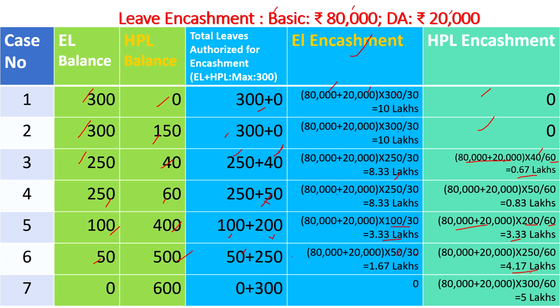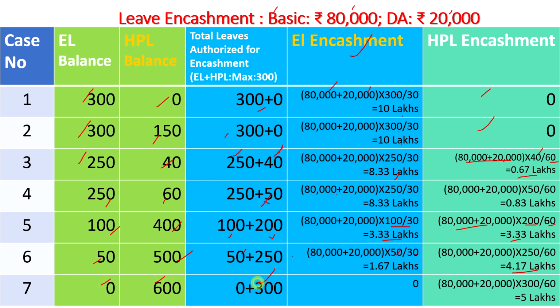Here it is 4.17 lakhs. Total will be 4.17 plus 1.67. Total lakhs will be some 5.784 like that. Okay.